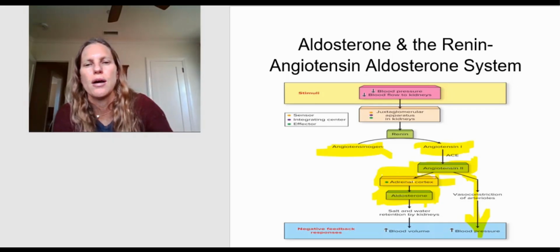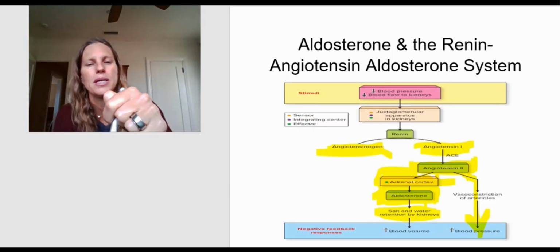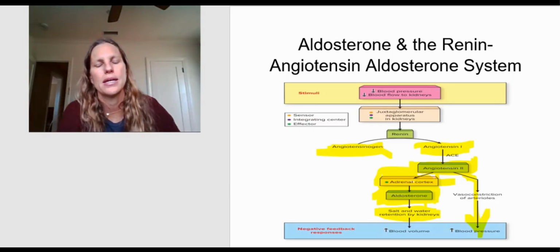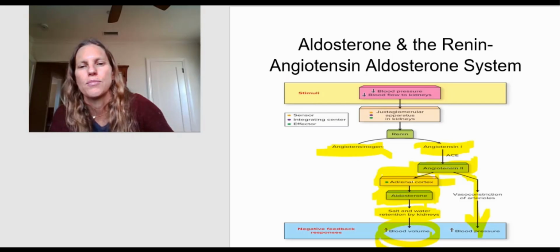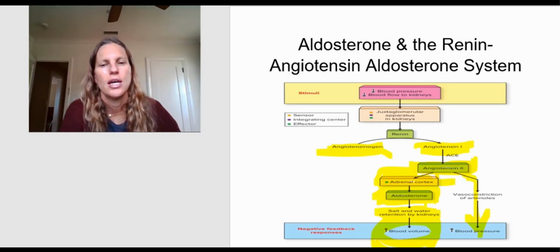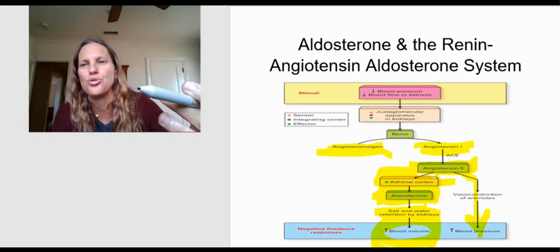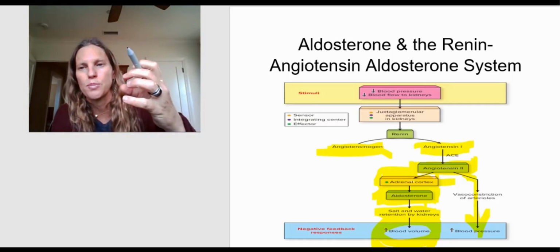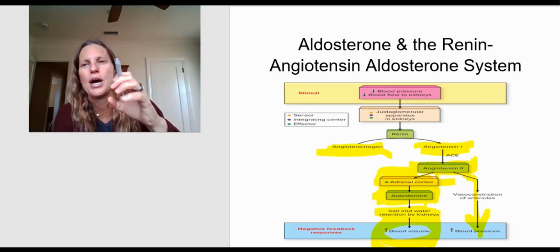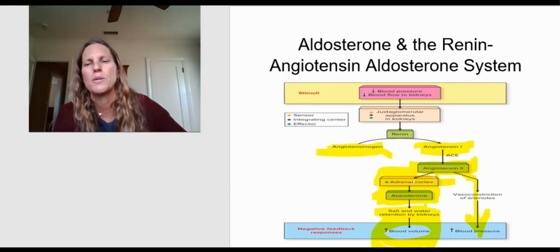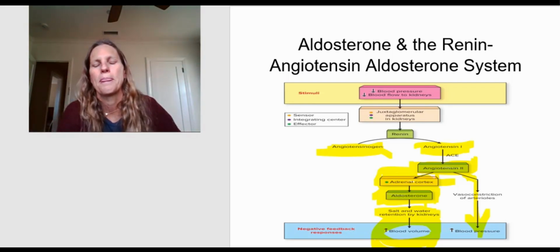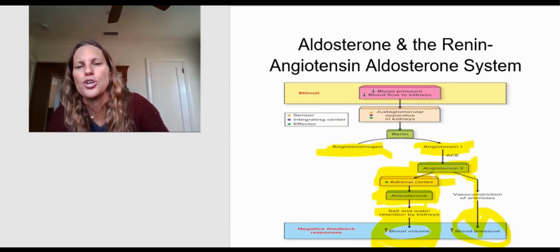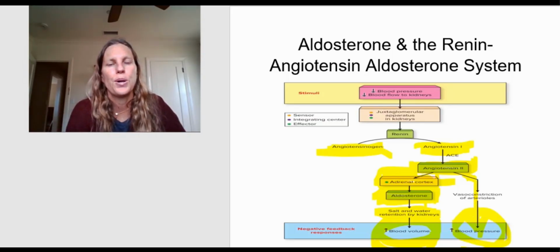But aldosterone's job is to facilitate the reabsorption of salt and water from the filtrate, from what would ultimately become urine, back into the blood. So it increases blood volume. Remember, that's the whole topic of this conversation. And when you put more fluid in the tubes, you're going to increase the pressure, because remember, blood pressure is a measure of how much force is being exerted on the wall of the vessel by the blood. And the vasoconstriction will also increase blood pressure. So this is a very potent way to increase blood pressure.